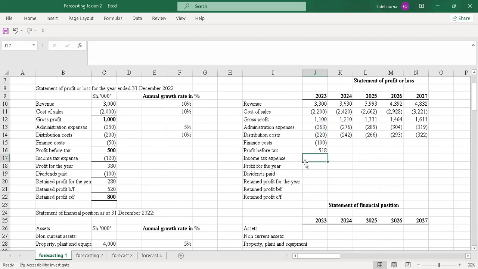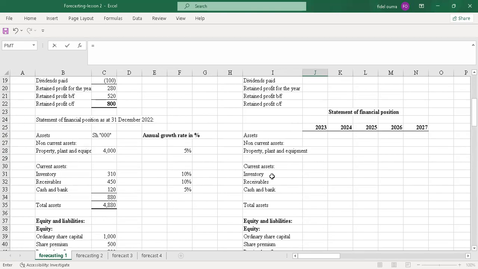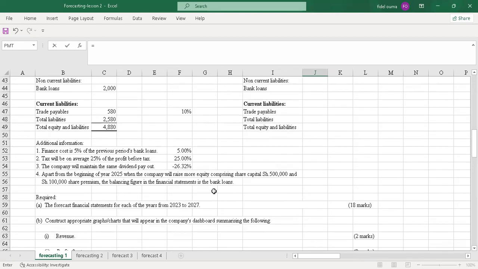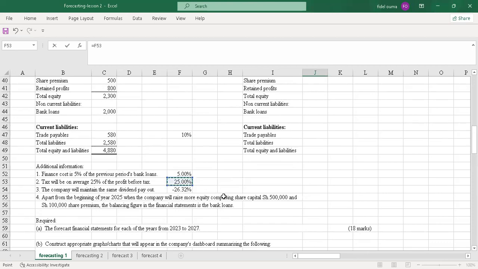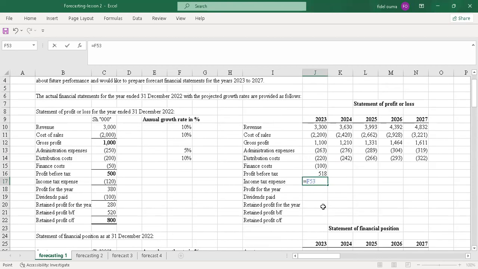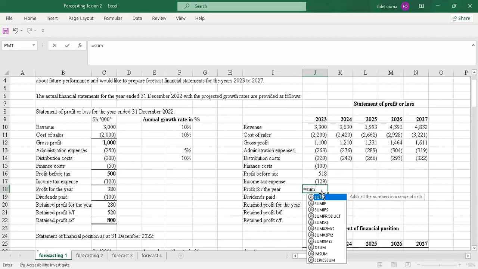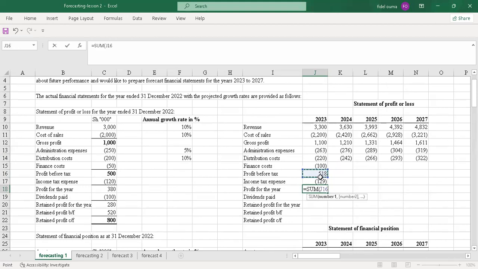Then I enter. The income tax expense we are told was 25%, so I just pick the 25%. Because it's constant, let me just lock it. Then I'll multiply by the profit before tax, and I want it to be negative, so I'll introduce a negative sign before that. So I'll get 129. The profit for the year is the sum of profit before tax and income tax expense.